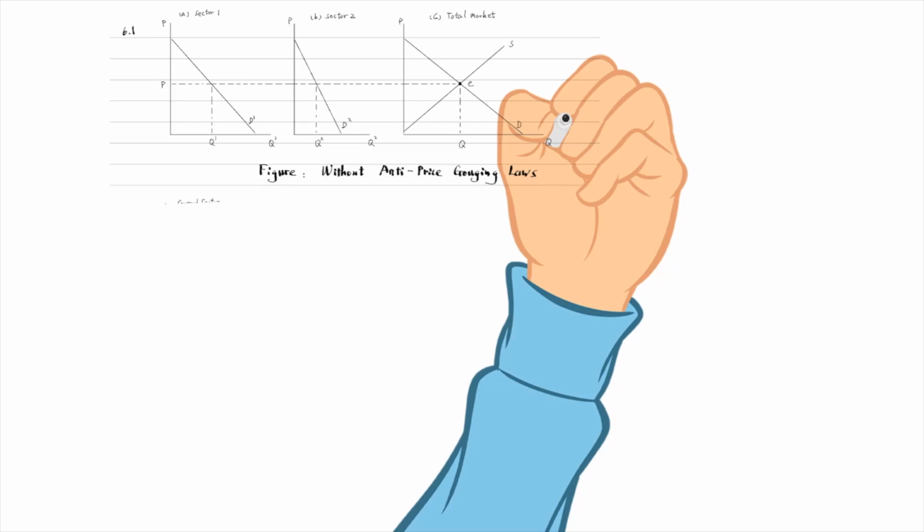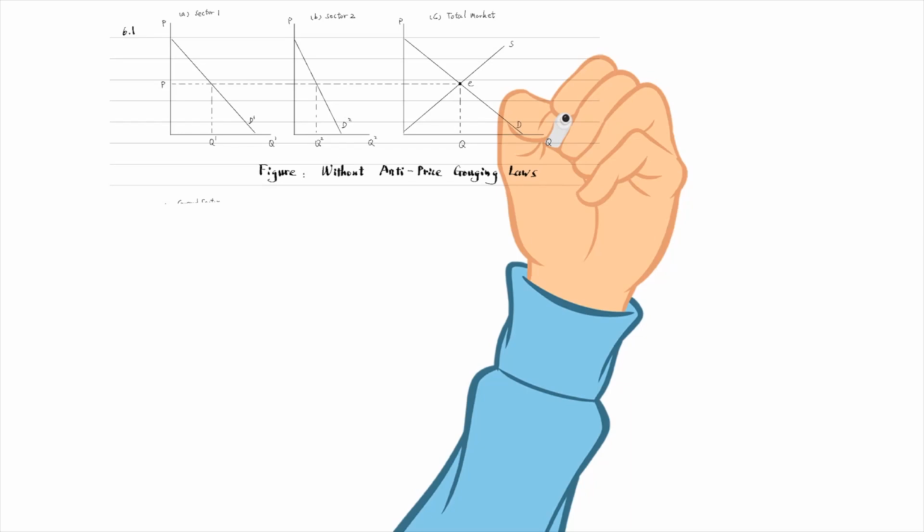Without the anti-price gouging laws, the demand curve for the entire market, D, in panel C, is the horizontal sum of the demand curves in the two sectors. The supply curve S intersects the total demand curve D at E, where the equilibrium price is P and the quantity is Q. In sector 1, the equilibrium quantity is Q1. In sector 2, the equilibrium quantity is Q2. The sum of Q1 and Q2 is Q.